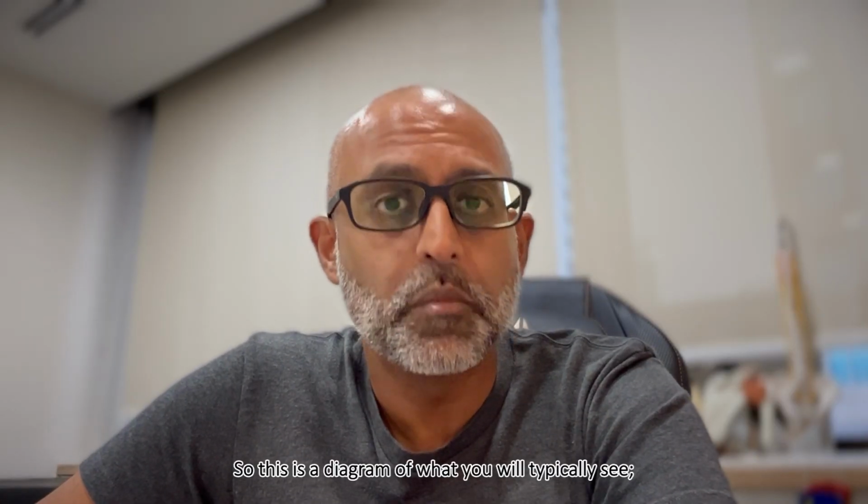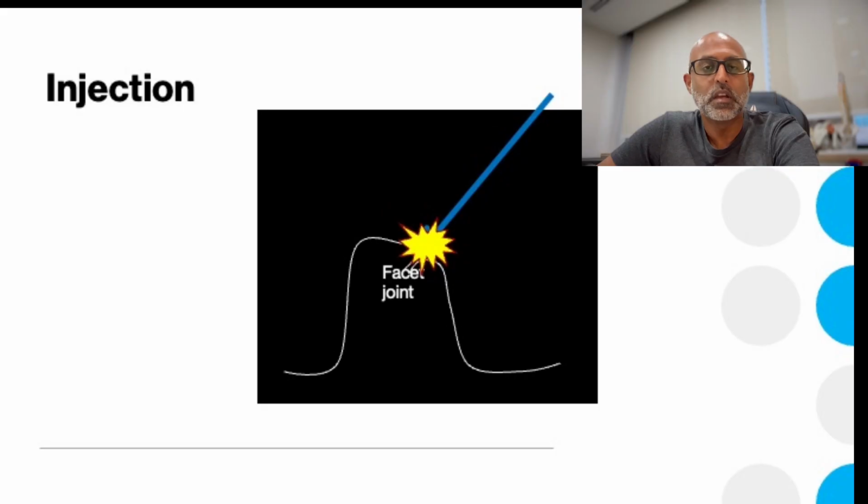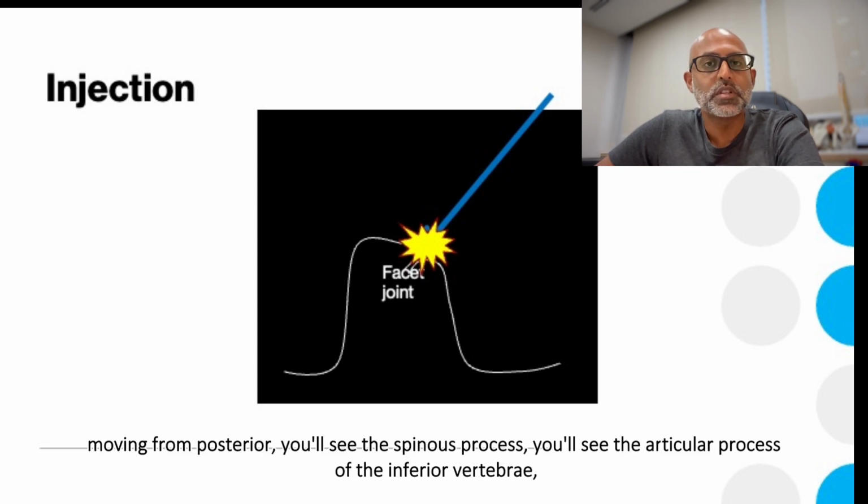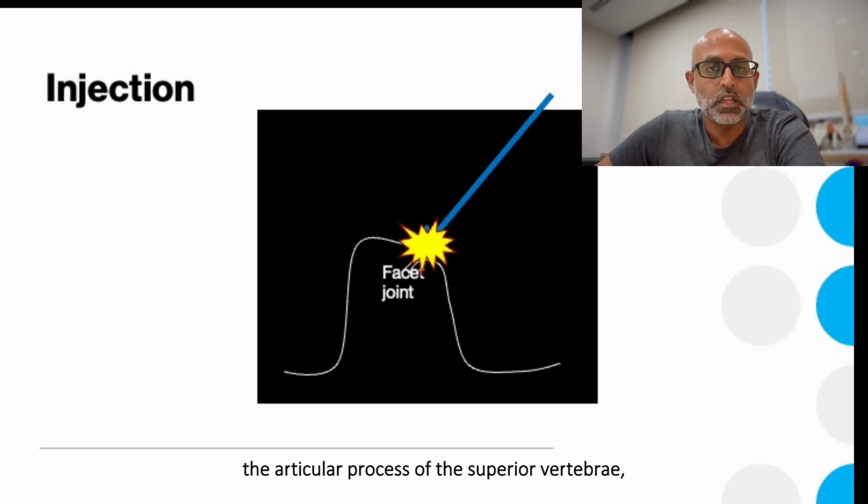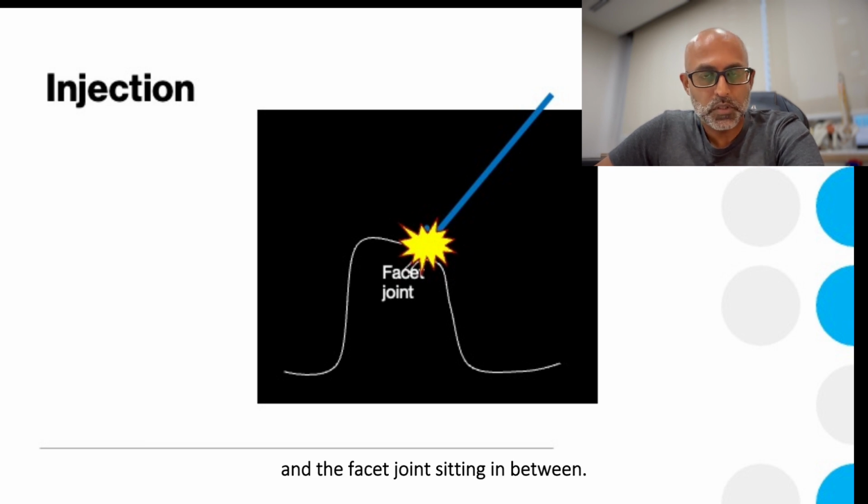So this is a diagram of what you will typically see. Moving from posterior, you'll see the spinous process, you'll see the articular process of the inferior vertebrae, the articular process of the superior vertebrae, and the facet joint sitting in between.